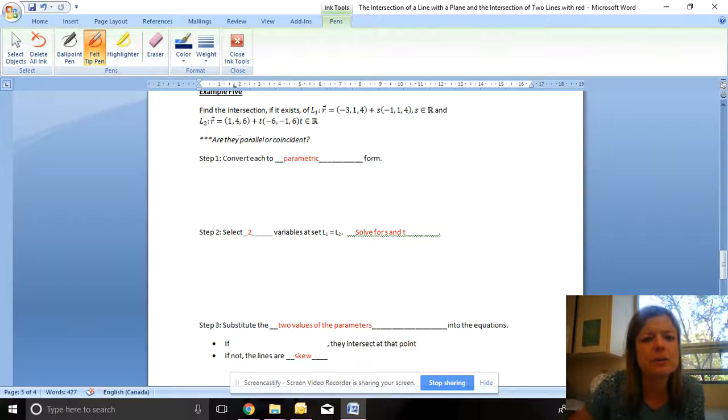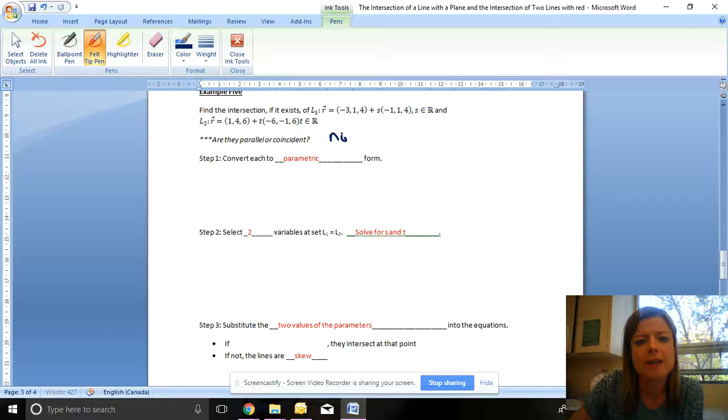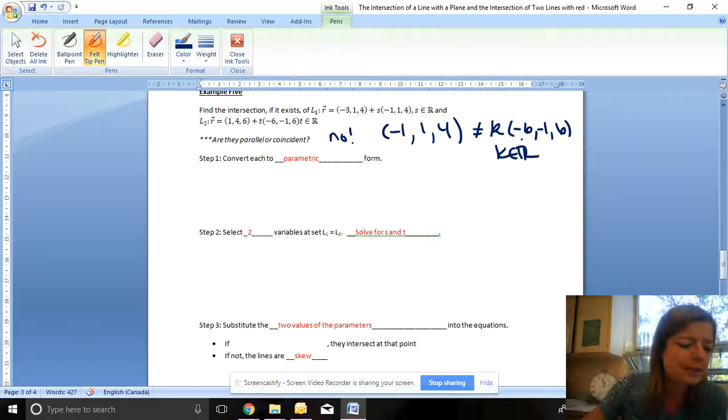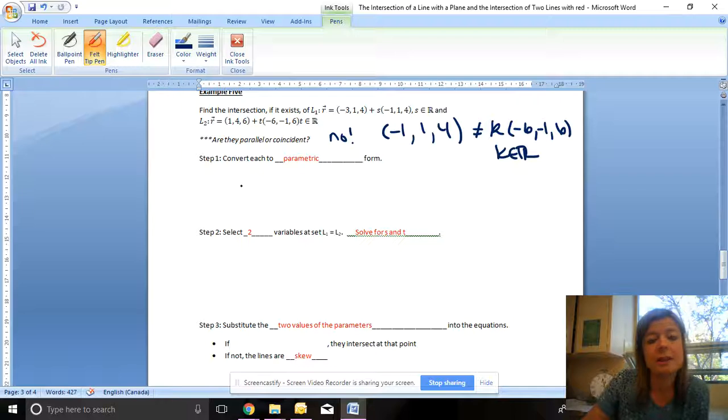The first thing you check with these two lines is if they're parallel or coincident. Well, they're not, because check out the direction vectors. -1, 1, 4 cannot be written as some scalar multiple of -6, -1, 6, where k is in the set of all real numbers. It's just not happening. So that means that I know that these lines either intersect once or they're skew. So I've already narrowed down my options by half.